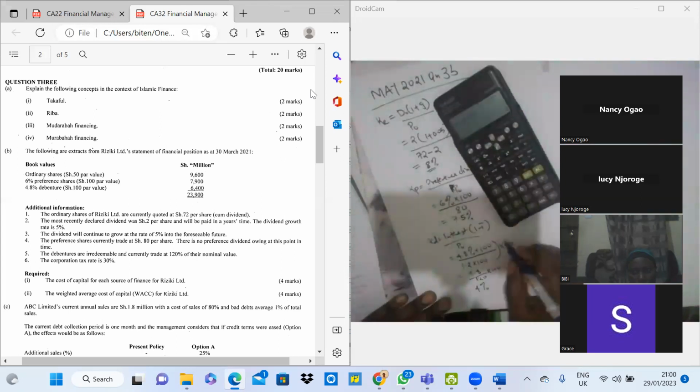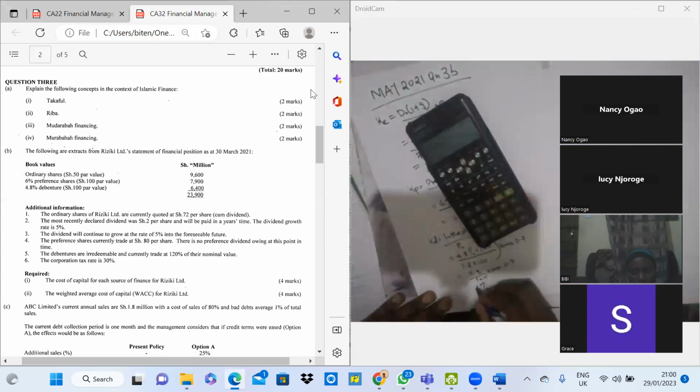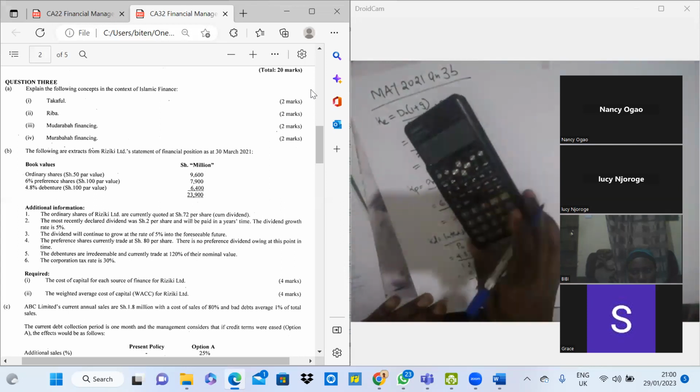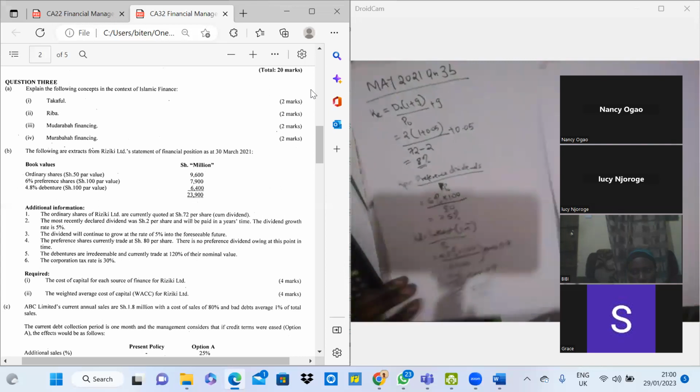Oh, I forgot to multiply by the tax shield. Times 0.7. That is 2.8. So those are the component costs.